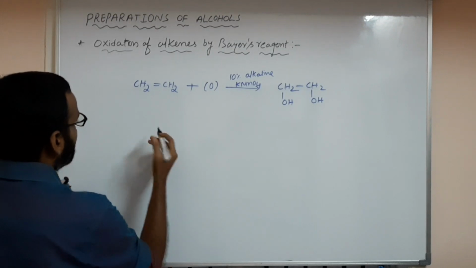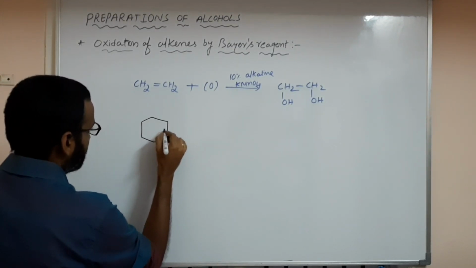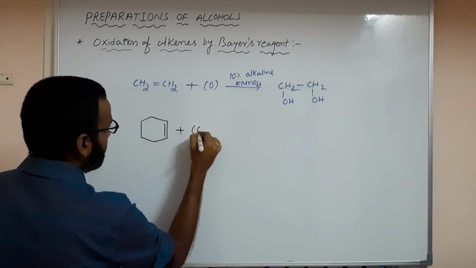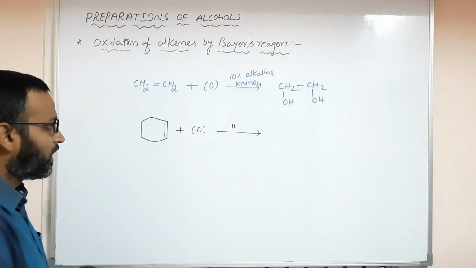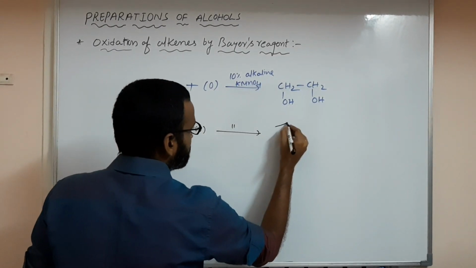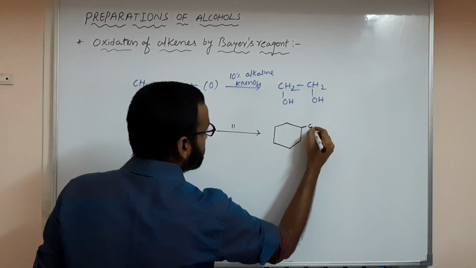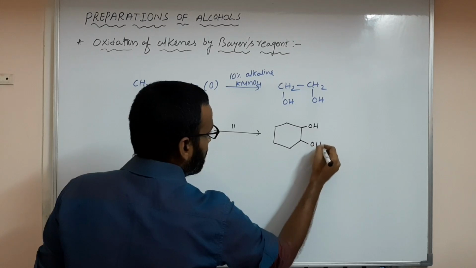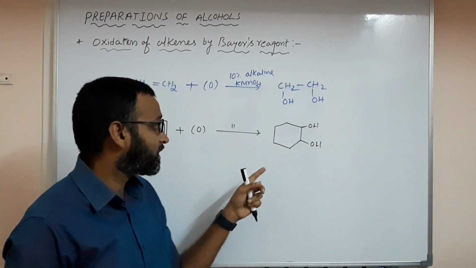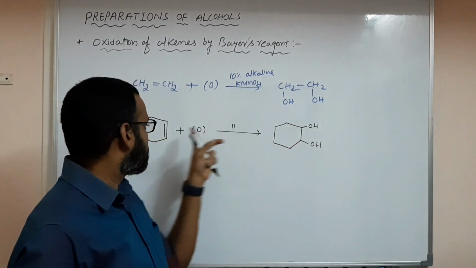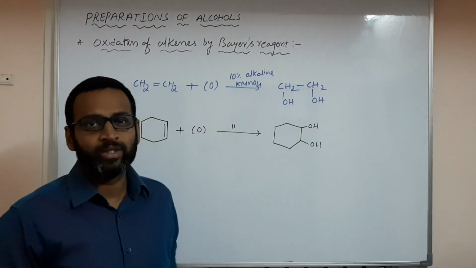Suppose you take C6H12, cyclohexene, and use the same oxidation process with Bayer's reagent. What is the product? A diol, like this. So instead of two hydrogens, you have two OH groups.